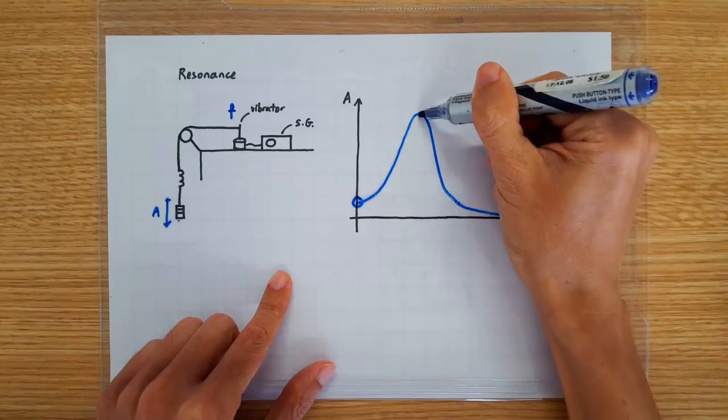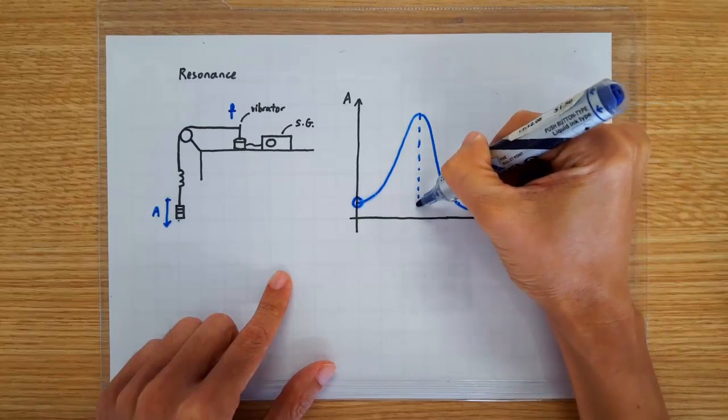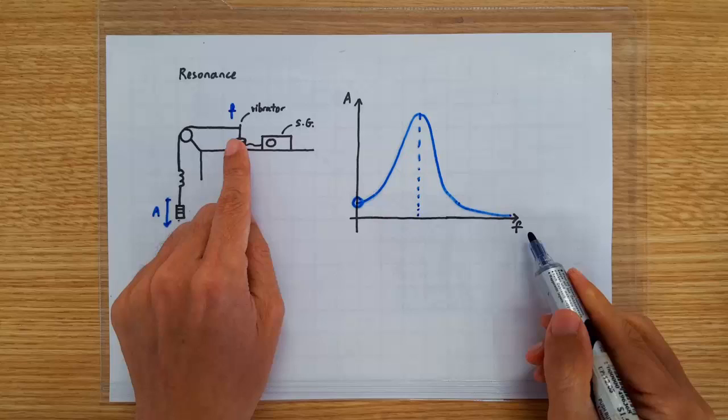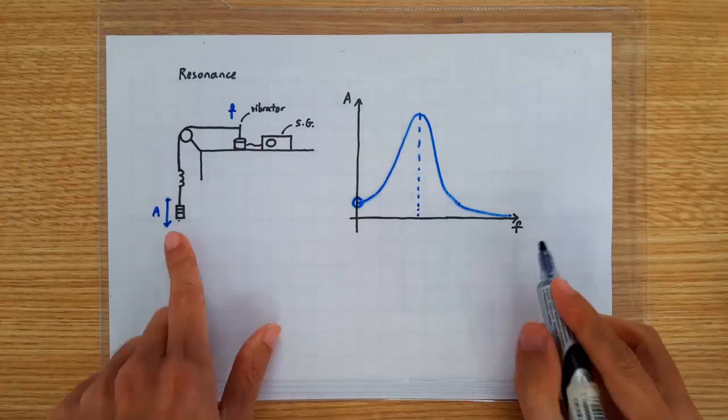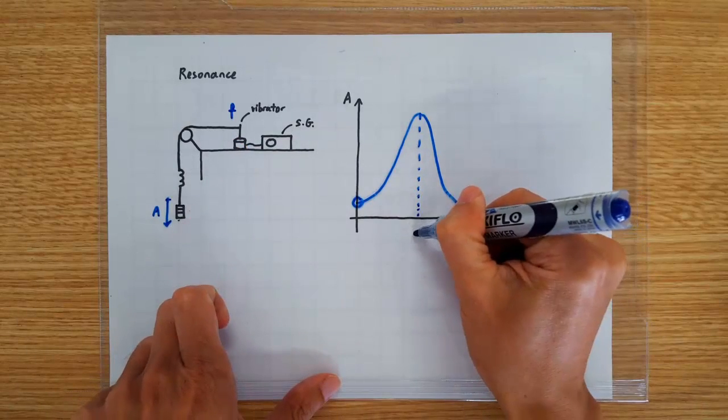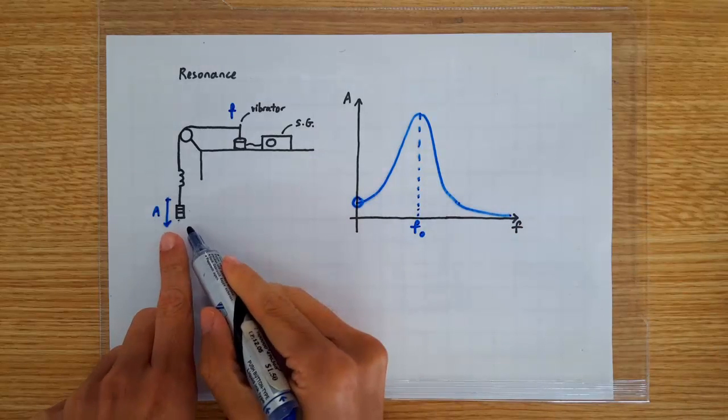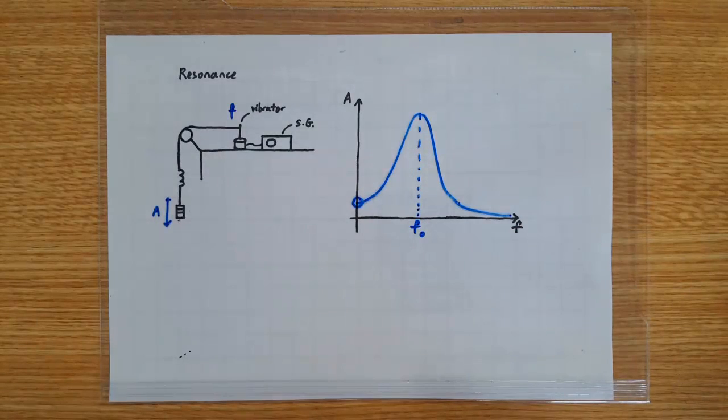And resonance occurs when the frequency of the vibrator, or the frequency of the driving force, matches the natural frequency of the system itself.